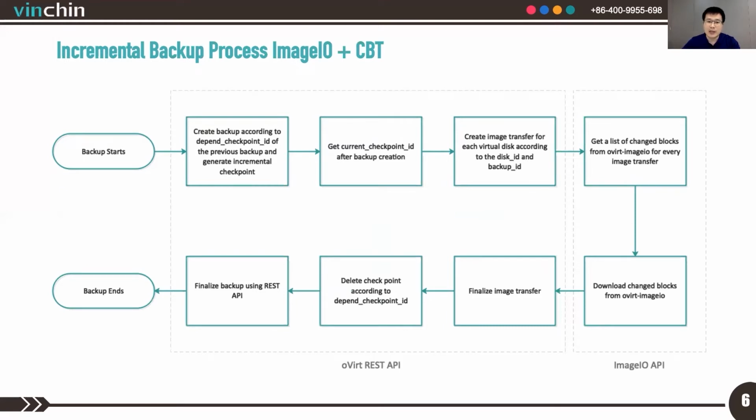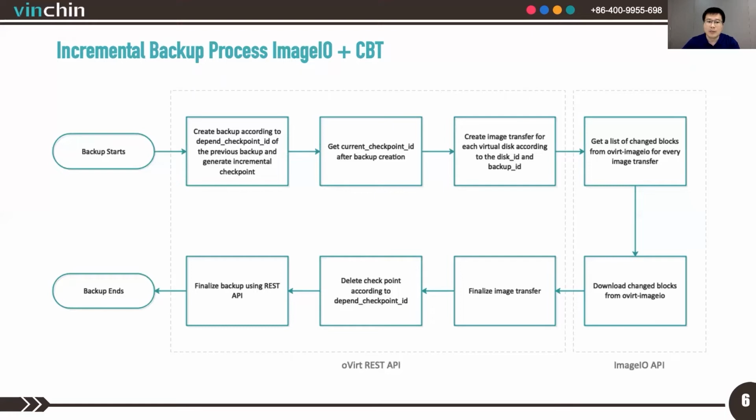When a backup is started by Vinchin, the first step is to create a backup according to the dependent checkpoint ID of the previous backup and then generate an incremental checkpoint. If the disk format is RAW, before creating the backup, a dummy snapshot for CBT will be created first. If it's QCOW2 format, a snapshot creation is not required. It will directly create a backup.